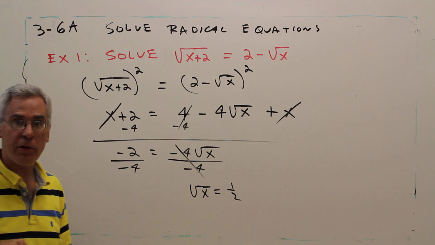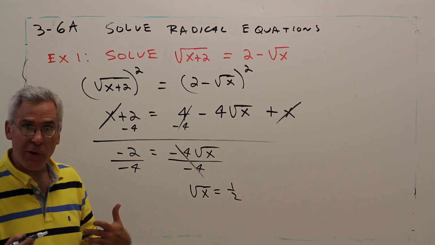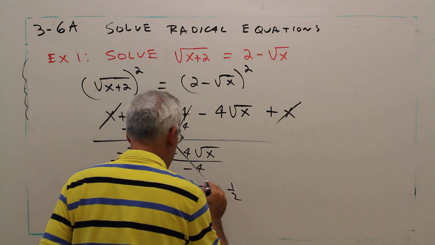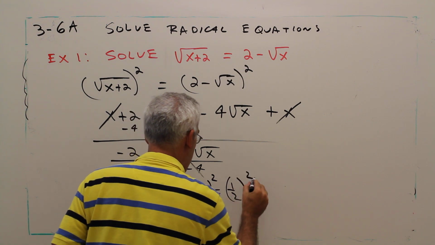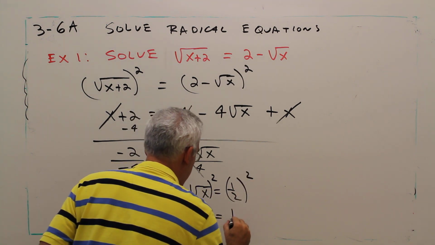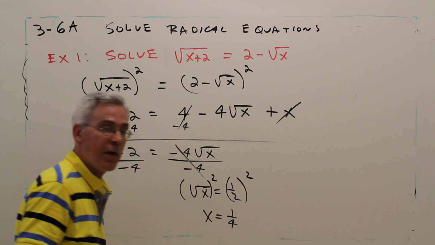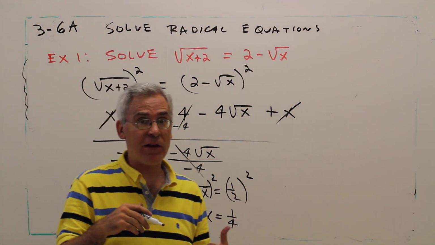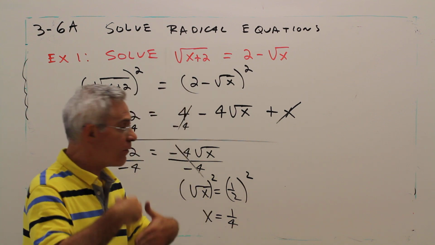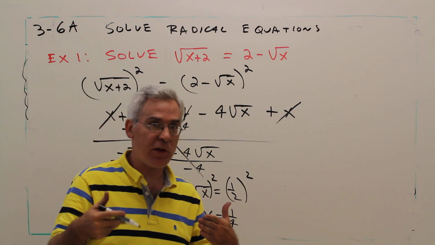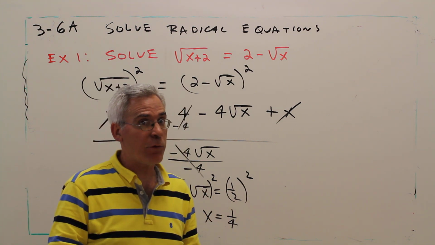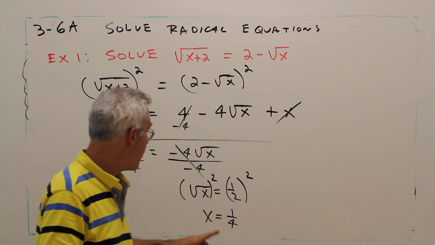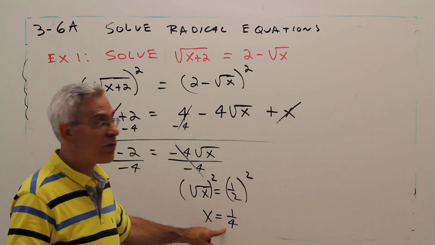And then what undoes the square root? Squaring. So I'll square each side and get x to equal 1/4. Now it's very important, whenever you raise each side to an even integral power, such as squaring it, raising to the 4th, 6th, etc., you've really got to check for extraneous solutions. So I need to check this before I'm sure it's the answer.